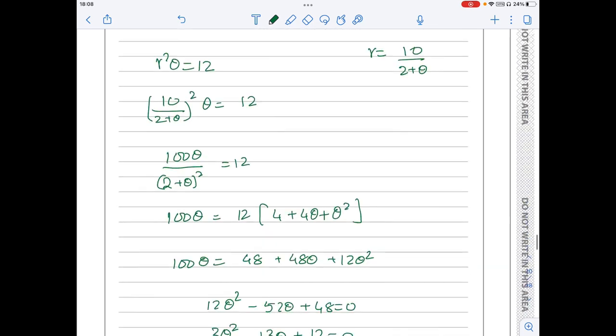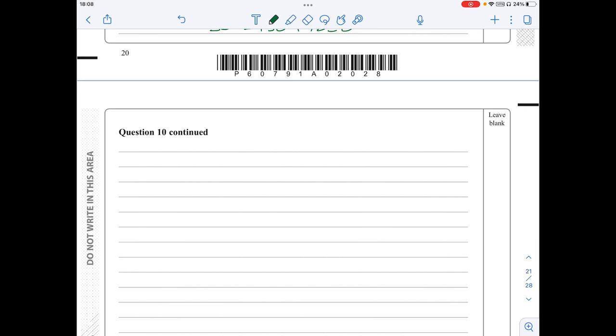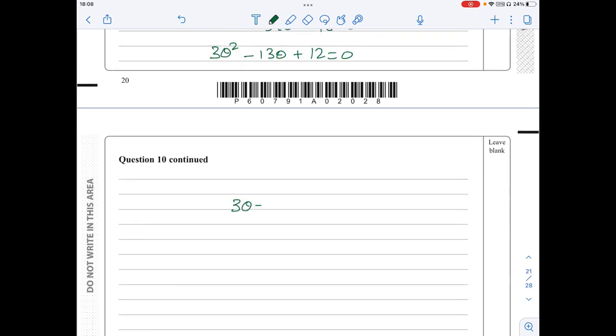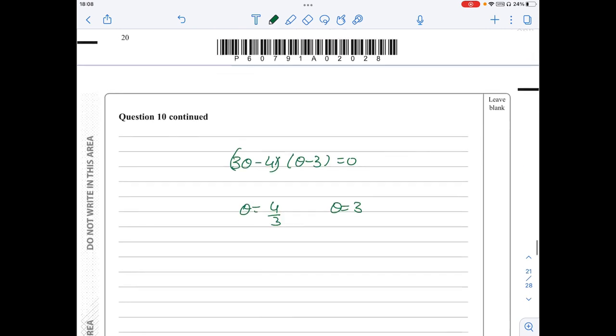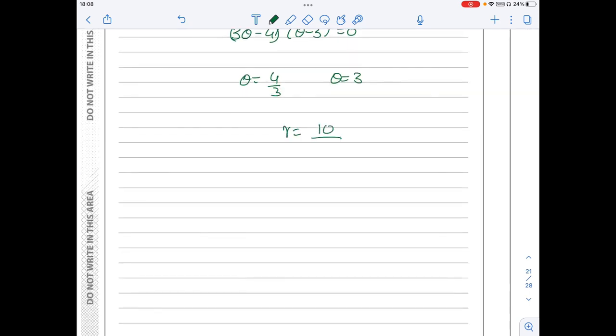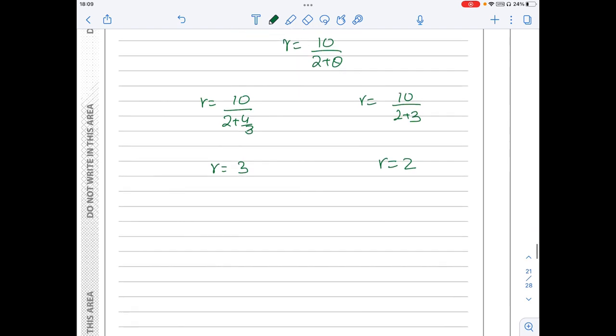After that, hence find the possible values of r and theta. So what am I going to do? I am going to factorize that one. I am directly writing it out: (3 theta minus 4) times (theta minus 3) equals 0. So theta equals 4 upon 3 or theta equals 3. Once I get the value of theta, r is 10 upon 2 plus theta. So r equals 10 upon 2 plus 4 upon 3, which gives me r equals 3. r equals 10 upon 2 plus 3, which gives me r equals 2. Those are the possible values. So when theta equals 4 upon 3, r is 3. When theta equals 3, r equals 2.